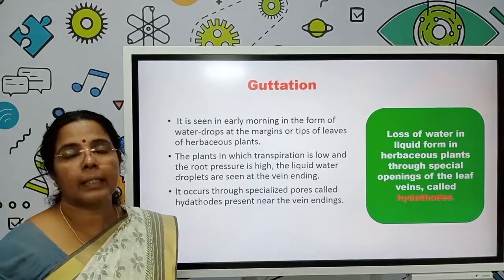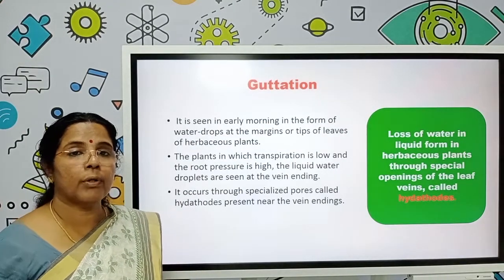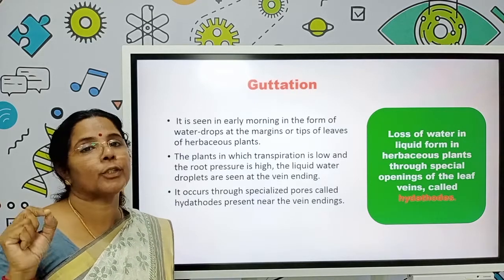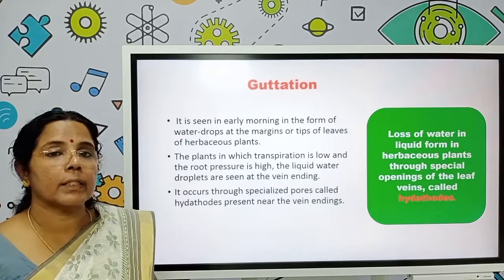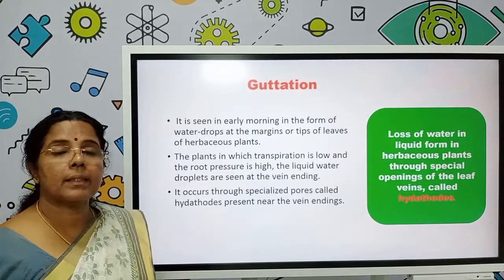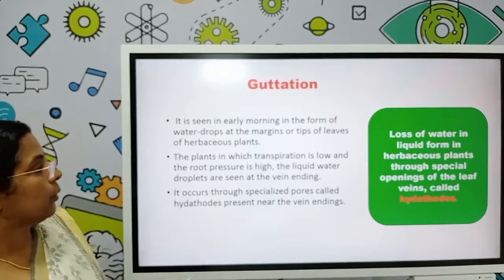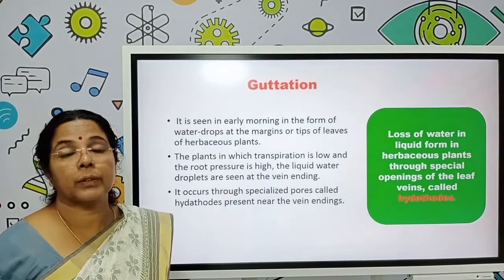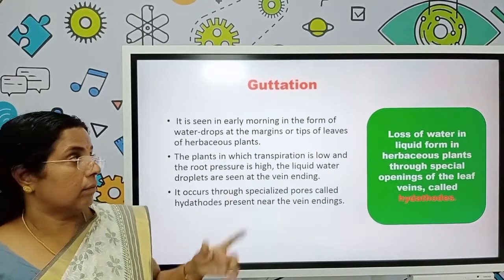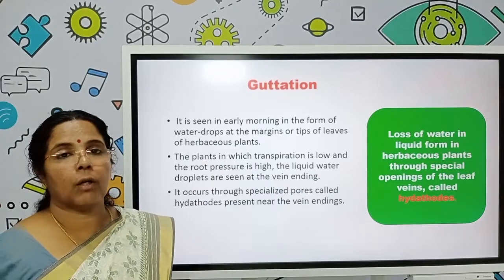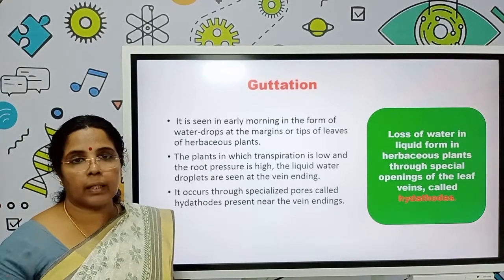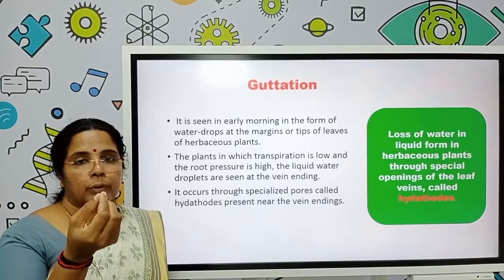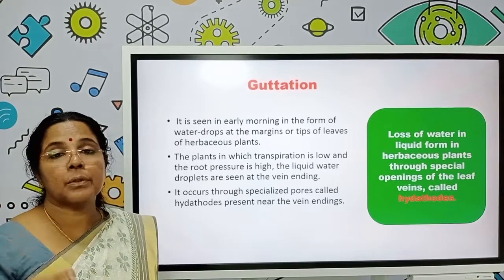Then guttation. Guttation means the loss of water in the form of liquid through the minute openings of the plants. Those openings are called hydathodes. So this loss of water in liquid form in herbaceous plants through hydathodes is called guttation. We can observe guttation in the early morning if you move around through grassy land, you can see small dew drops on the leaves. That is due to guttation.